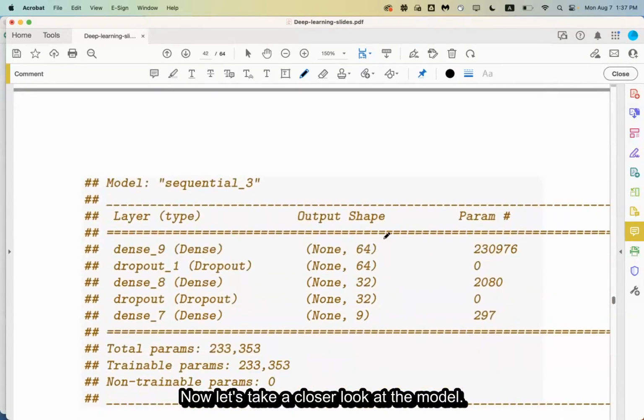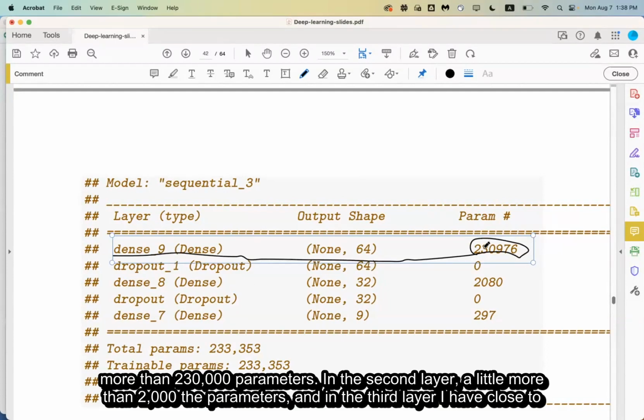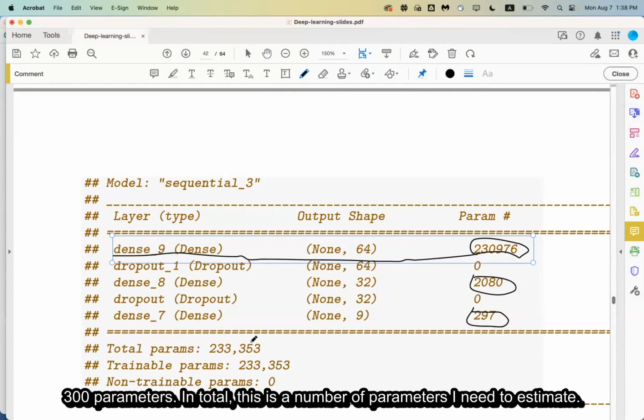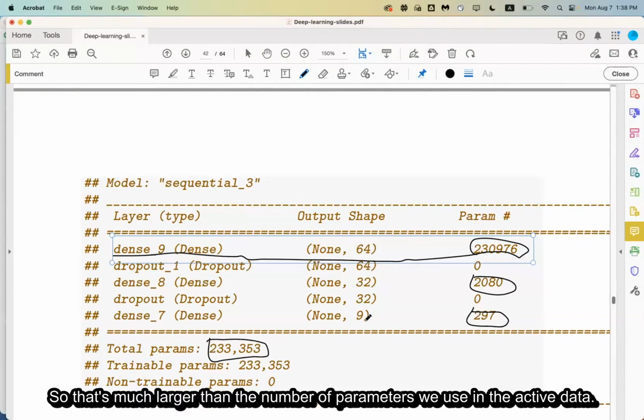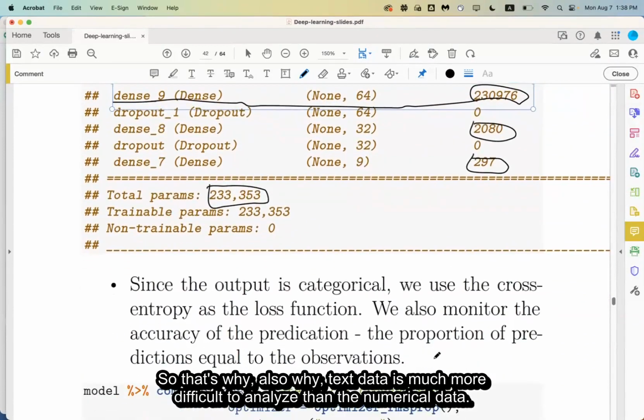Now let's take a closer look at the model. For this model, the first layer has more than 230,000 parameters. In the second layer, I have a little bit more than 2,000 parameters. And in the third layer, I have close to 300 parameters. In total, this is the number of parameters I need to estimate. That's much larger than the number of parameters we used in the earlier data. So that's also why text data is much more difficult to analyze than numerical data.